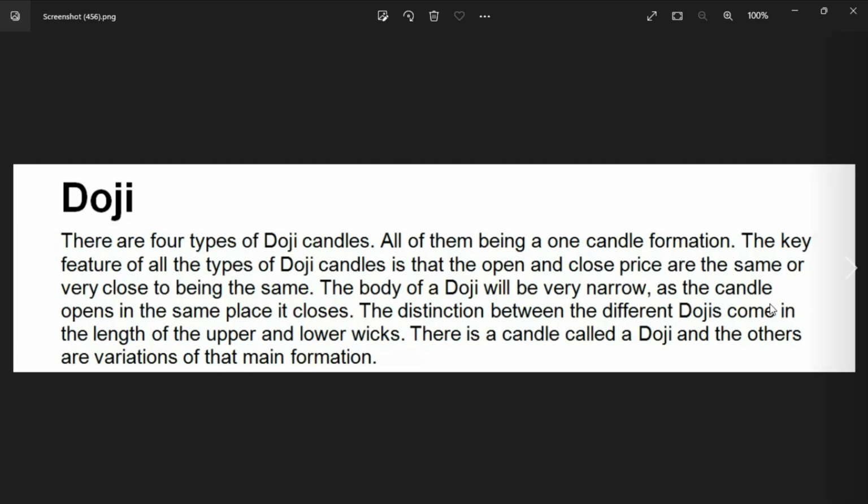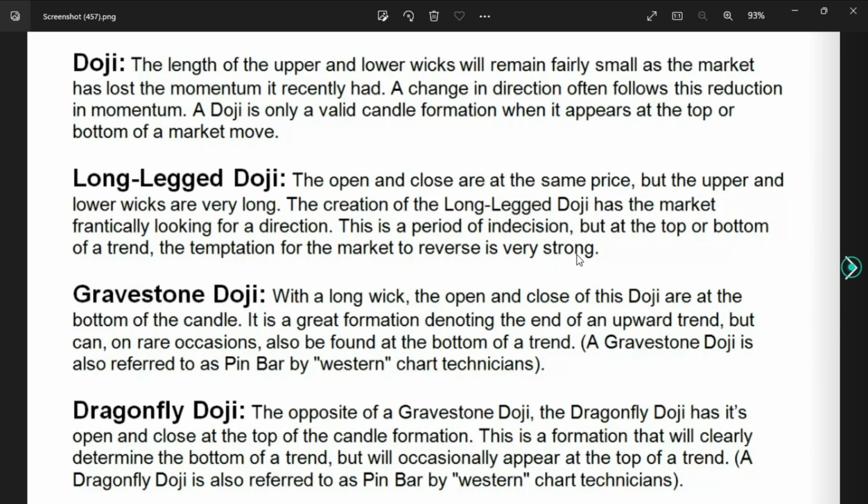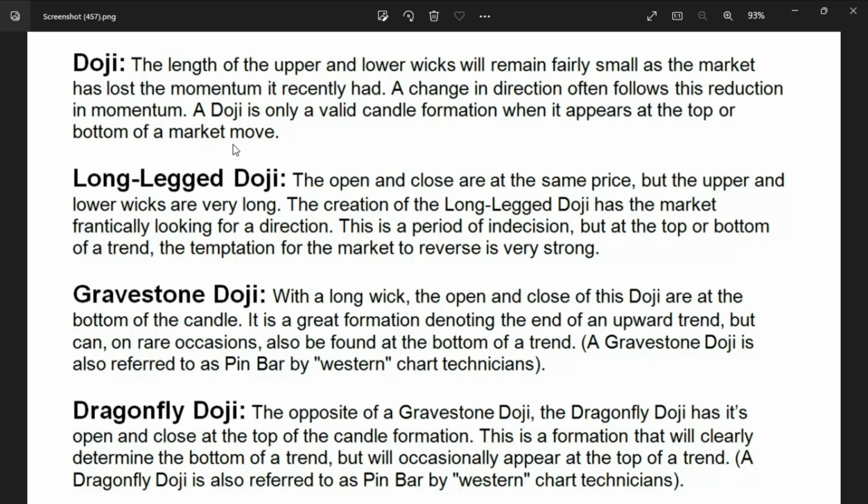Now, let me explain the doji and the types of doji we have. For the main doji, the length of the upper and lower wicks remains fairly small, as the market has lost the momentum it recently had. If the market is in a bullish or bearish movement and later slows down, we may tend to see a doji candle. A change in direction often follows this reduction in momentum. You understand what I mean by momentum, the pull movement in the market. A doji is only a valid candle formation when it appears at the top or bottom of the market move.